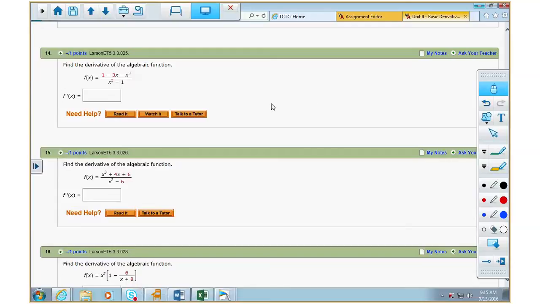All right, let's try these two. That ought to discourage you. Find the derivative of the algebraic function. 14 and 15. Give you a couple of minutes to get discouraged and quit, and we'll go over it. 14 is that x to the 5th minus 1.